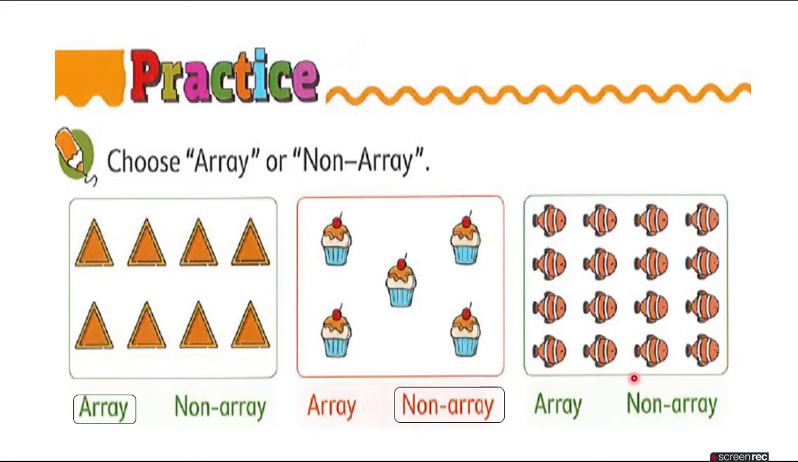The last one here is an array. Why? Because there are no gaps here and it consists of columns and rows, so it's an array.